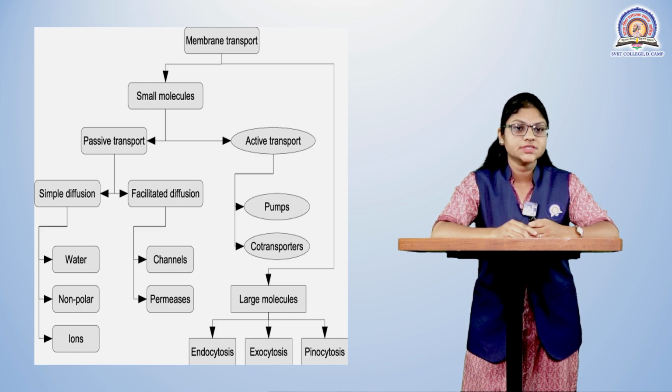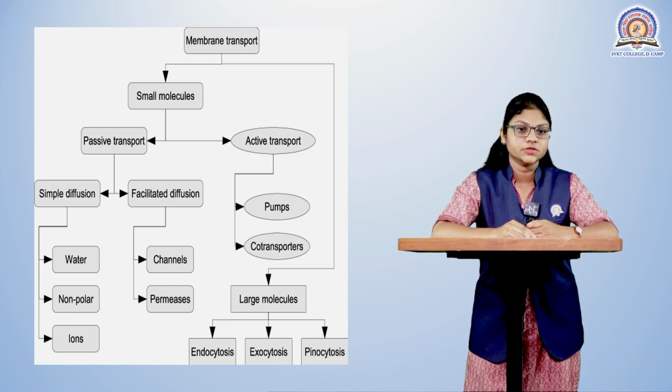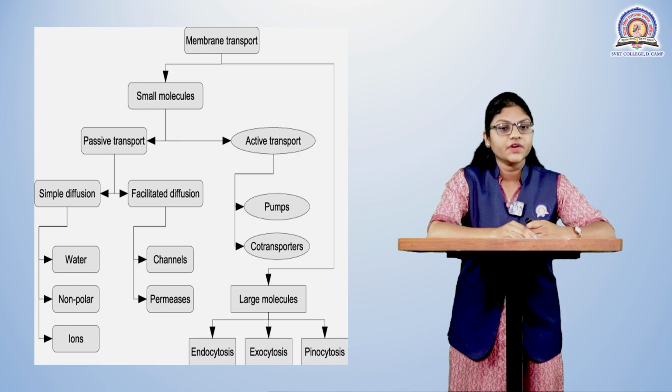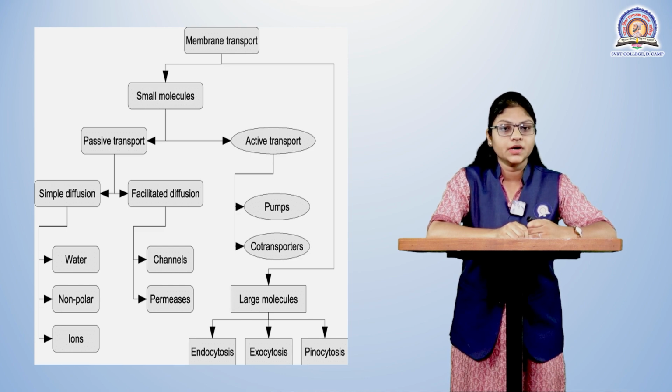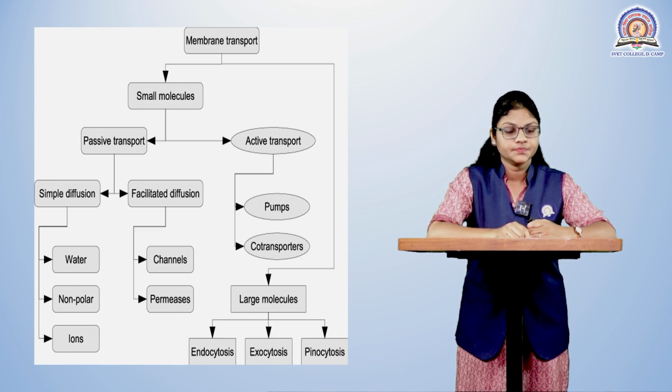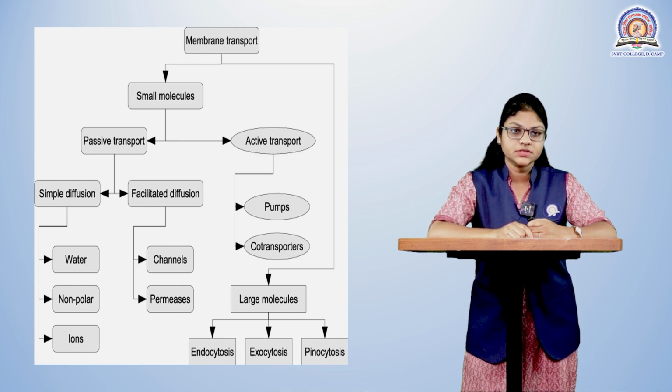The passive transport system is classified into two types: one is simple diffusion and the second is facilitated diffusion. In simple diffusion, the transportation of water, non-polar substances and ions occurs. In facilitated diffusion, there is a requirement of channels and permeases. The second type is active transport, which requires energy, and there is a requirement of pumps and co-transporters. Then for the transportation of larger molecules, there are three systems.